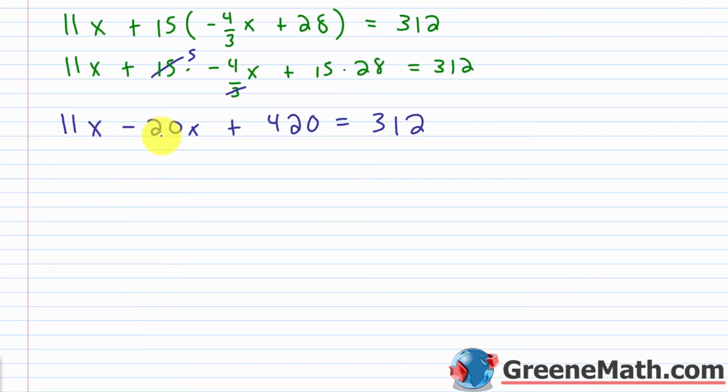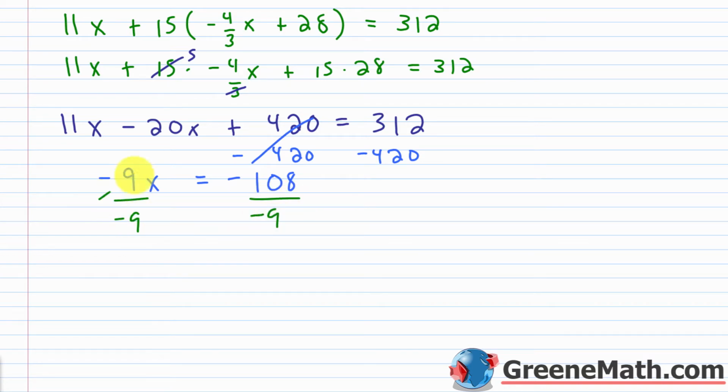All right, scroll down and get a little bit of room going. So 11x minus 20x, we know that's negative 9x. So let's write negative 9x. Let's subtract 420 away from each side of the equation. That'll cancel. So negative 9x is going to be equal to 312 minus 420, which is negative 108. So let's go ahead and divide both sides of the equation by negative 9. So this will cancel with this, and I'll have x is equal to 12.